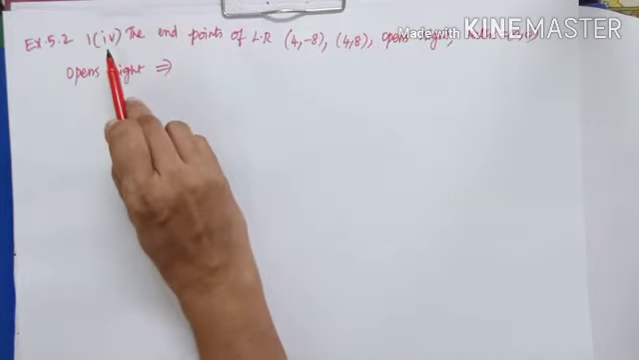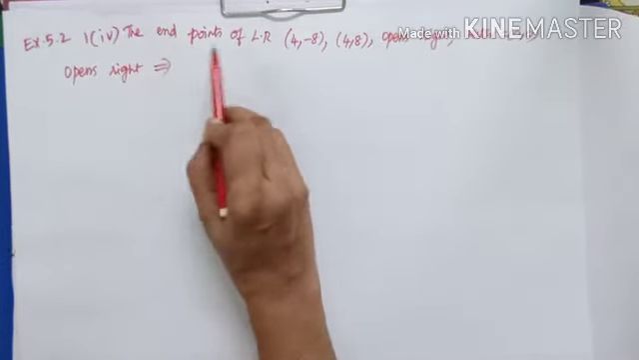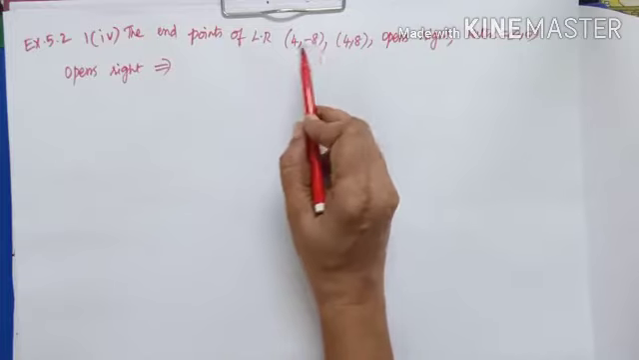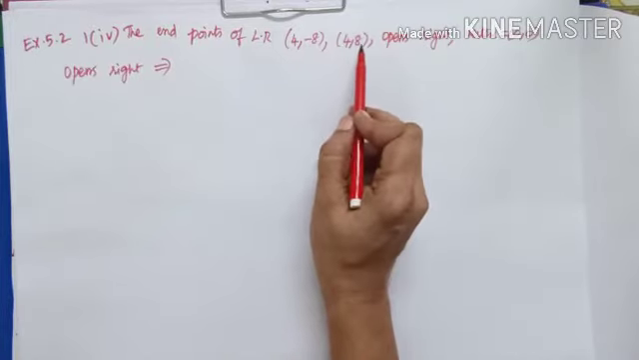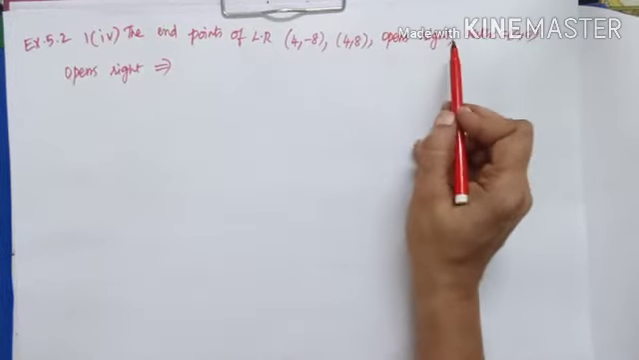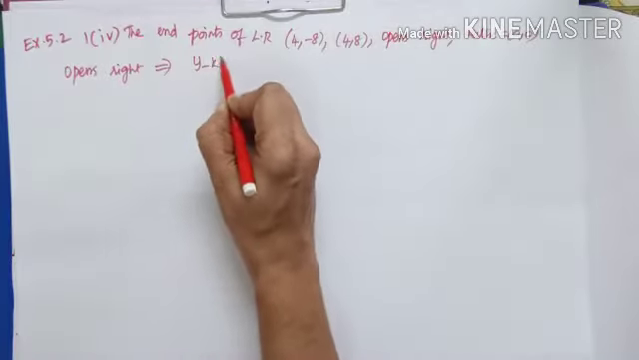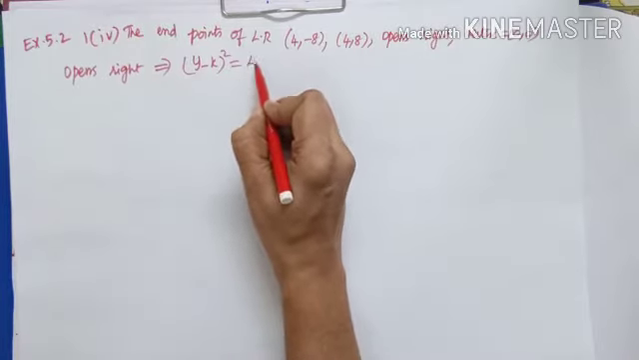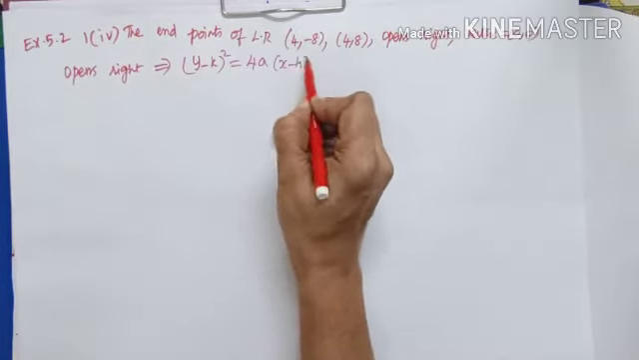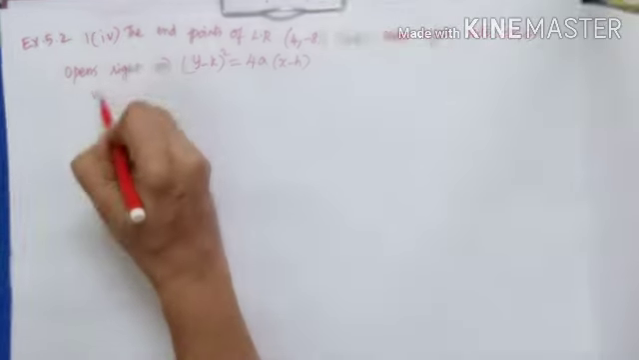Question number 1, subsection 4. The endpoints of latus rectum are (4, minus 8) and (4, 8). Opens right and the vertex is (0, 0). Opens right tells me it is (y minus k) the whole square equals 4a into (x minus h).